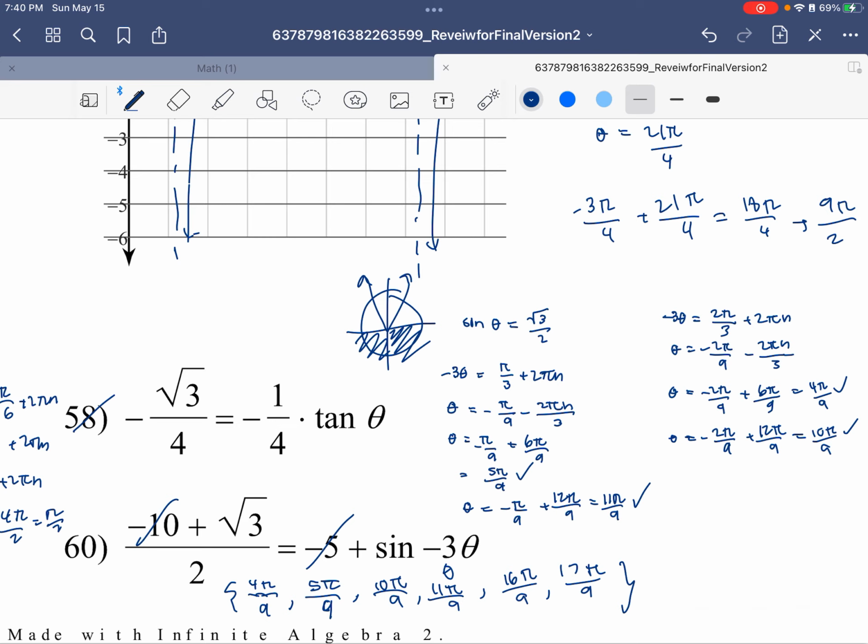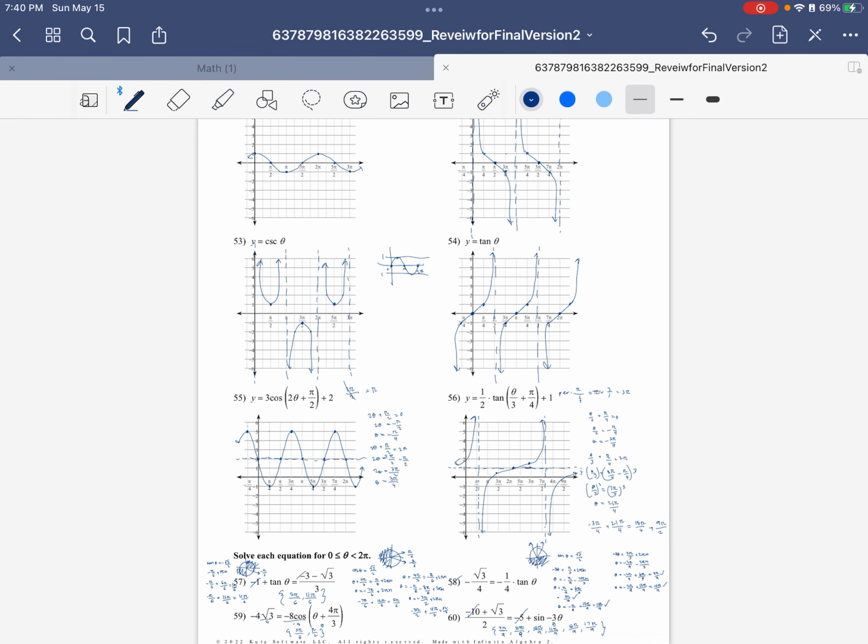So that's the solutions for this problem, and that is it for our review for the final.